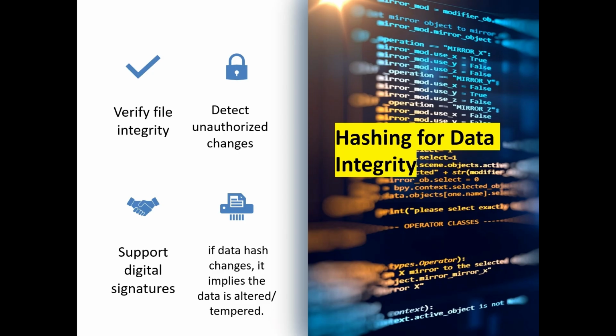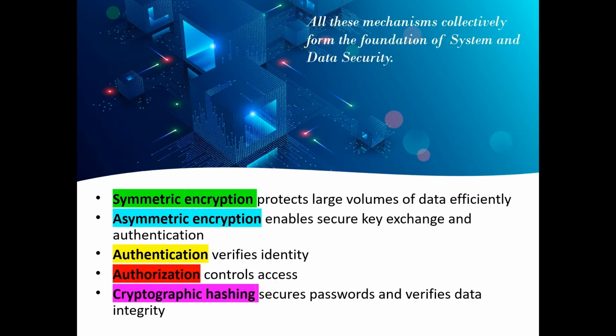the integrity of a file. It detects unauthorized changes in a document. If the hash of the data changes, it implies that the data is altered, which means somebody has touched it. It has been tampered with. Simple. So you just basically preserve the integrity of the data.